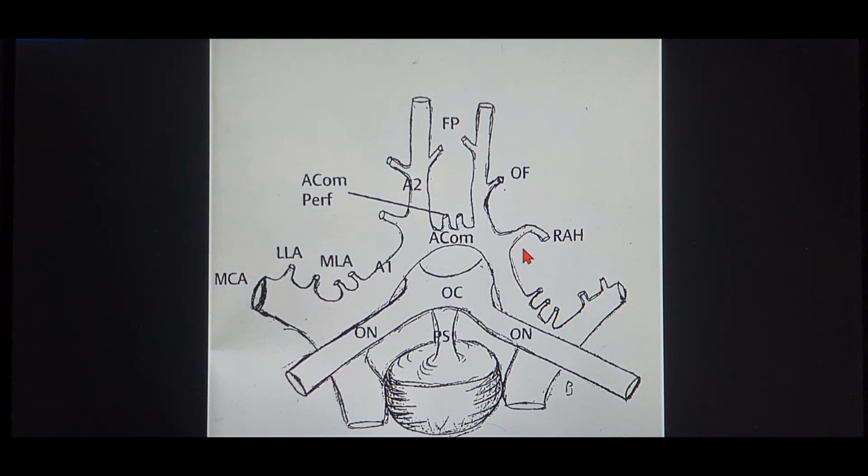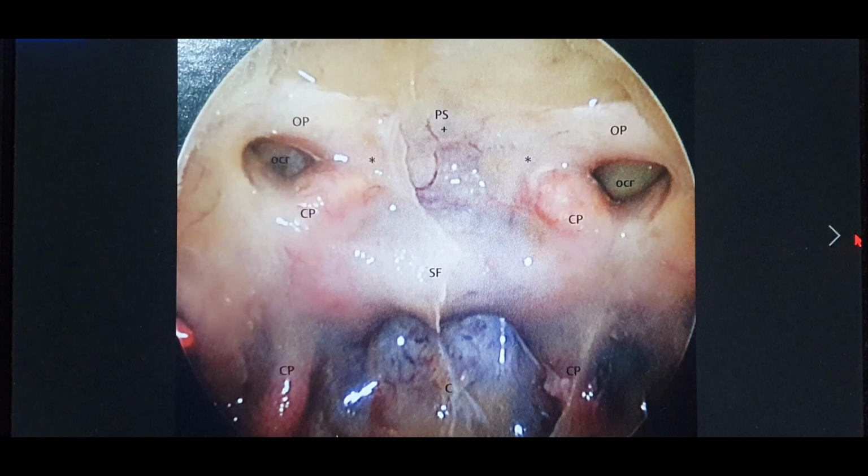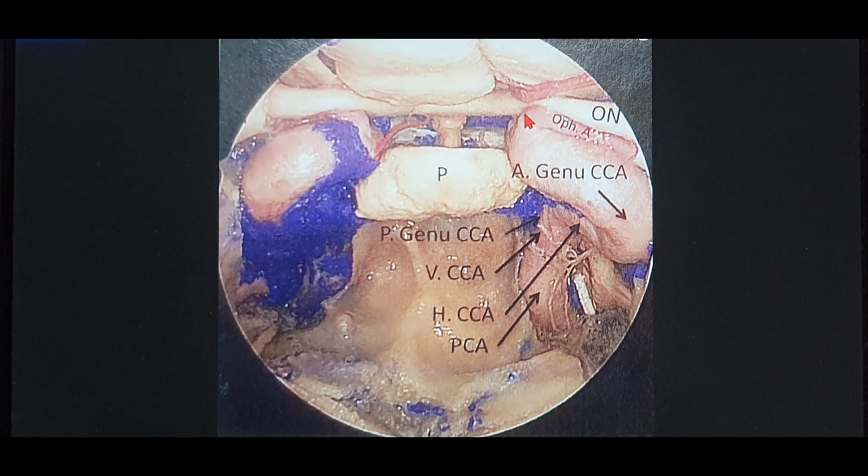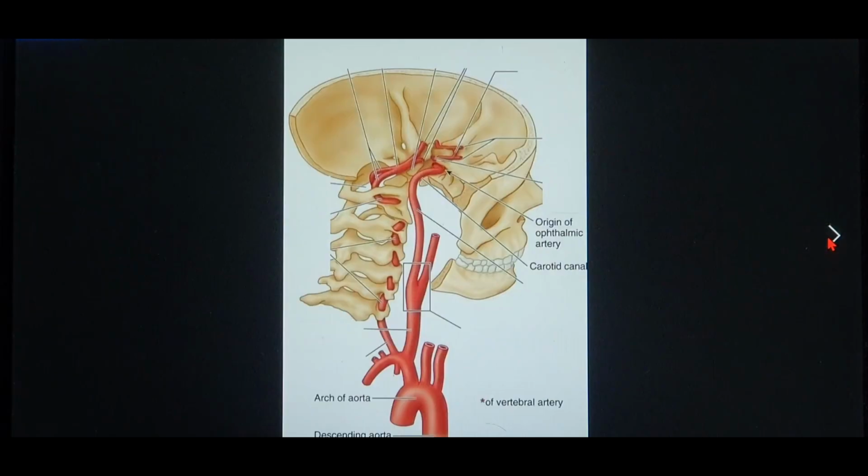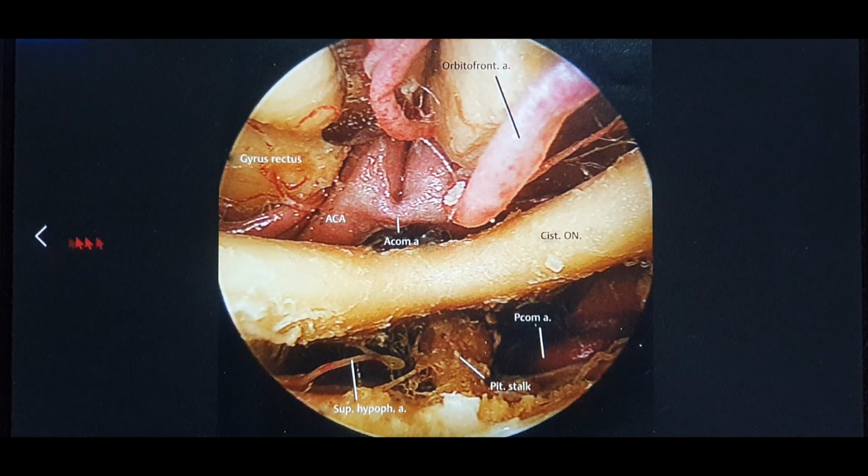Now coming on to the C7, that's the terminal segment of the internal carotid artery. As you saw, we could see over here, this was the optic nerve. Now that's the brain. What you can see over here is the dura mater, and above is the brain. You can see the ophthalmic artery over here. That's the optic nerve right there. Now just remember this photograph and see this photograph.